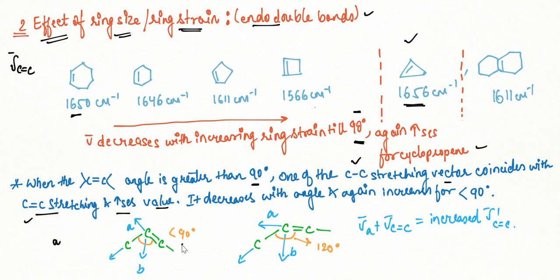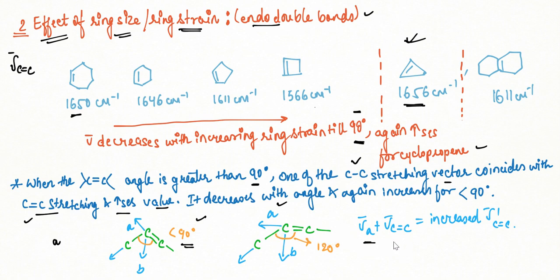And that is why, when the angle is less than 90 degree, then the value is going to increase. Right, so this is because of the vector calculation that we are able to say that below 90 degree it is going to increase, and above 120 degree. Right, and when the angle is above 120 degree, then again A, one of the vectors, is going to coincide with the carbon-carbon double bond.